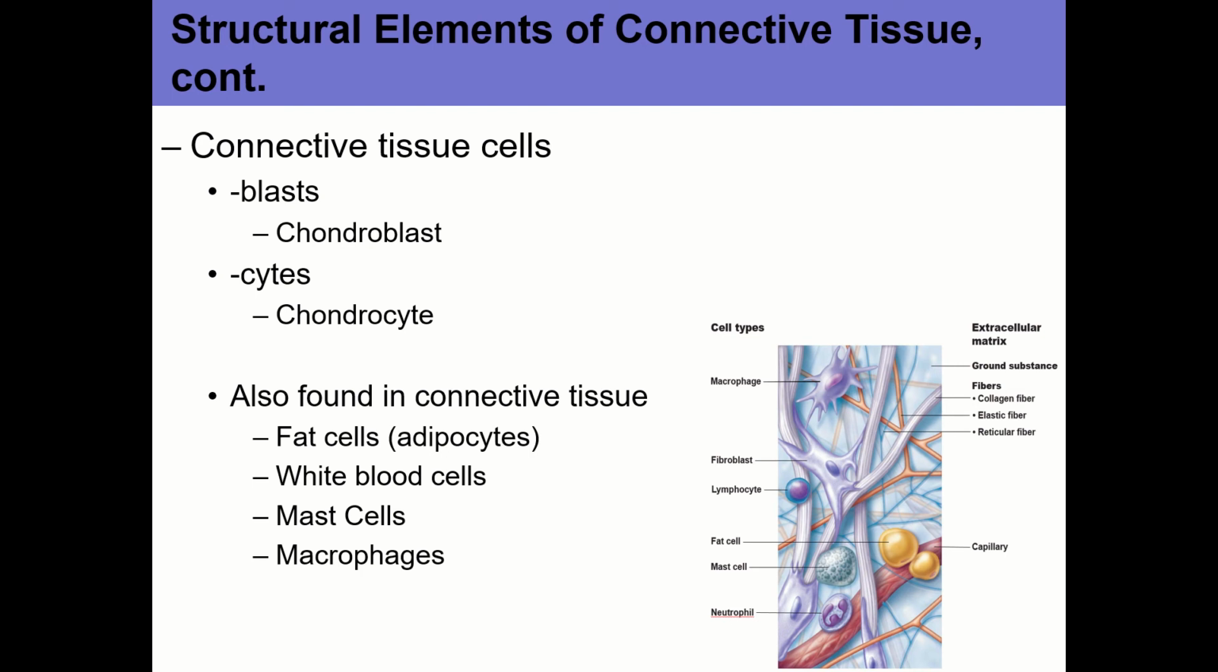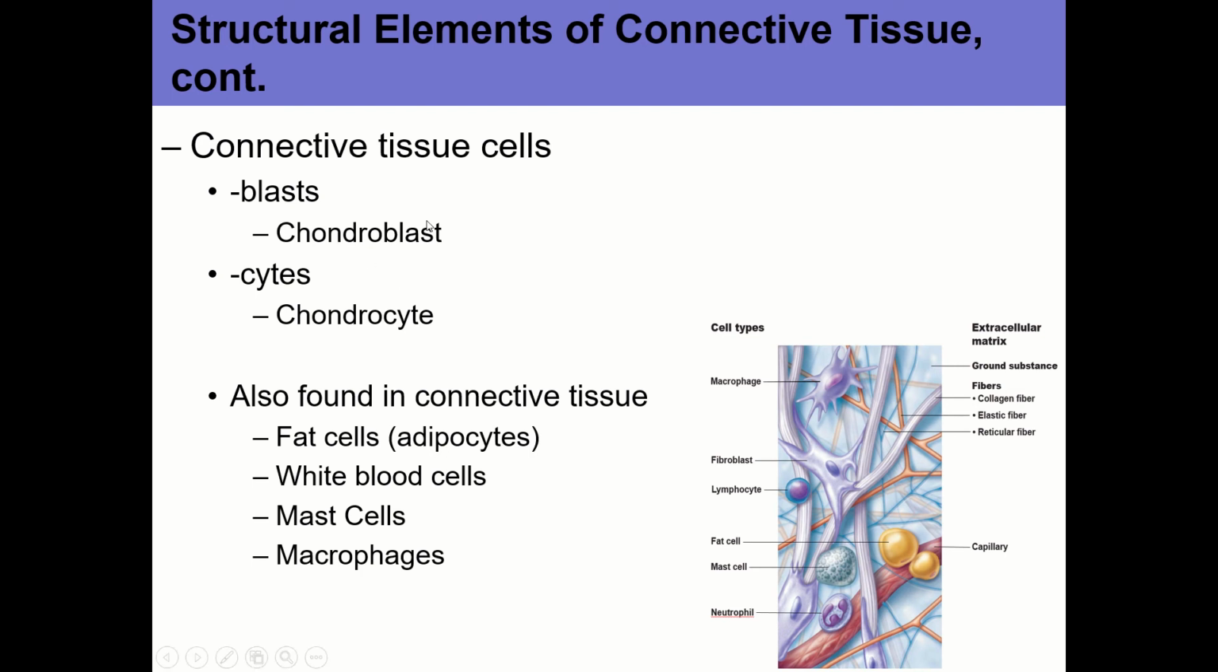So the two things I want you to know about the blasts: they're mitotic, they split and make copies of themselves, and they create the extracellular matrix. The cytes, the adults, basically don't have time to do all that. They're at a lower energy, and all they do is maintain the extracellular matrix. So if there are collagen fibers that have broken, the chondrocytes can help repair them. They can generate a little bit more collagen to help repair those fibers. So they're involved in repair, but they're not generally involved in the generation of new matrix. They're less adept at that.